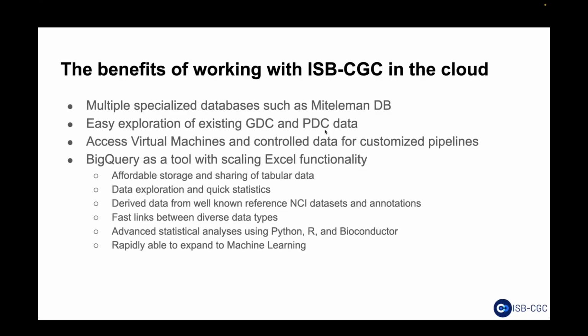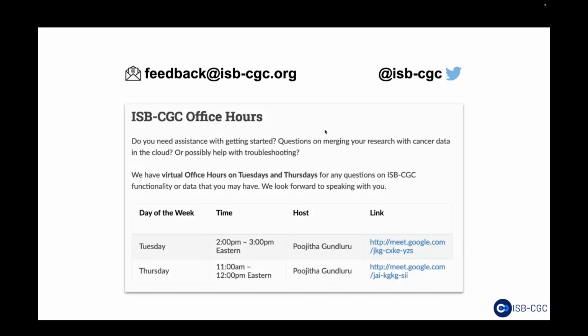It lets you do quick statistics and get answers to those niggling questions that your PI might have for you that you need to answer quickly. And then it lets you link between data types very quickly as well. It's not a big process of joining these tables together. And then there's even support for advanced statistical analyses using Python, R, and Bioconductor. And you're able to expand into machine learning if that's something you're interested in doing.